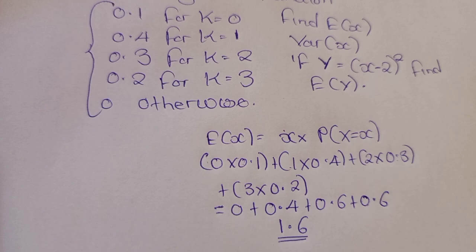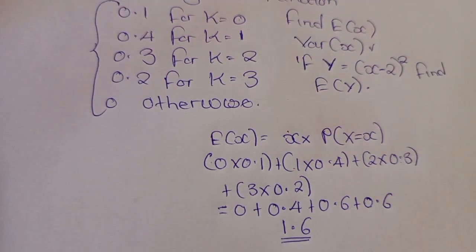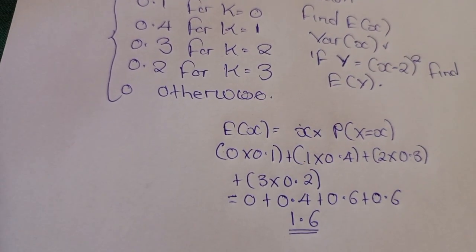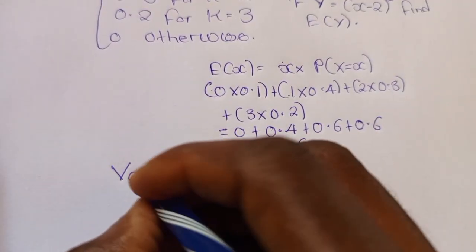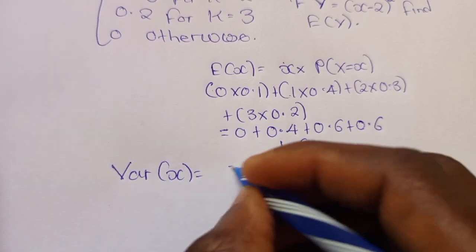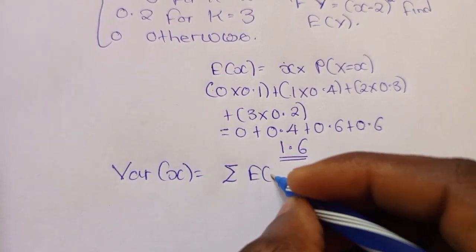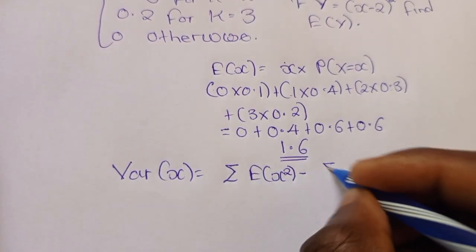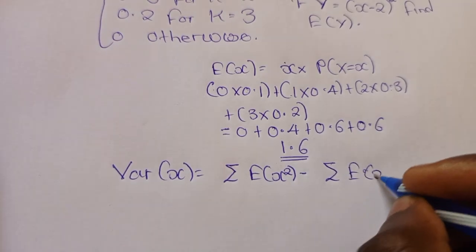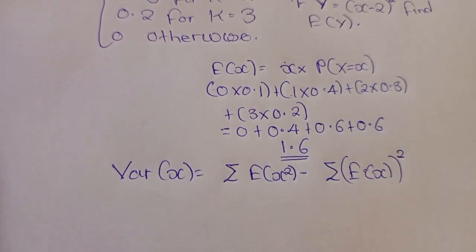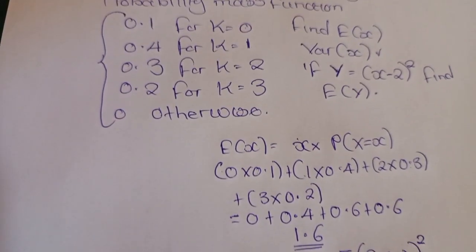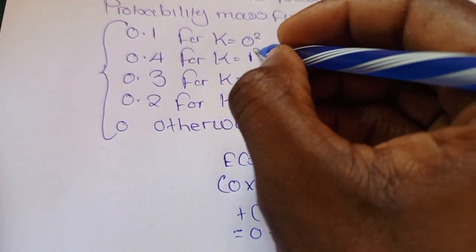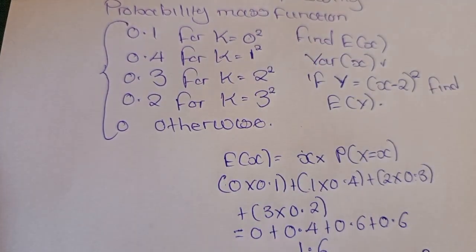Then the other question that we have is for us to calculate the variance of x. So for you to calculate the variance of x, we need to pay particular attention to one thing. Remember, variance of x is given by the summation of the expected value of x squared minus the summation of the expected value squared, like this. So what we basically do here is, to find the expected value of x squared, we now need to square the x values, in this case represented as k.